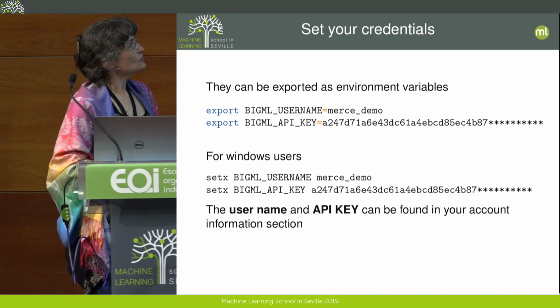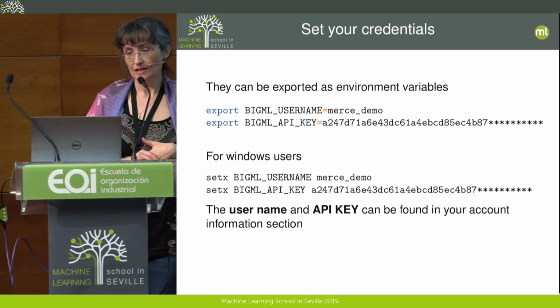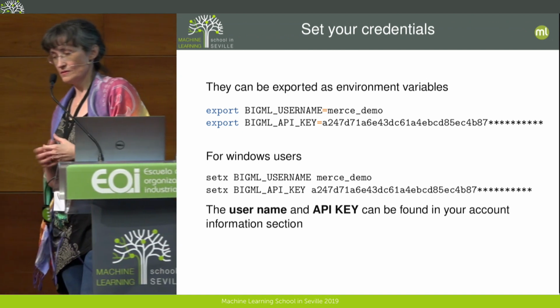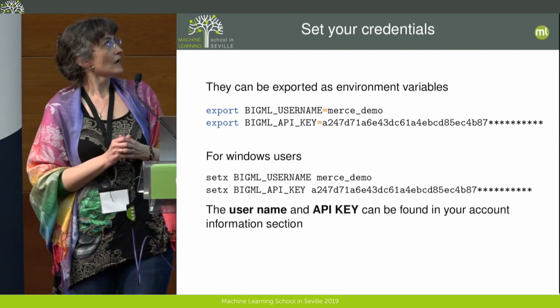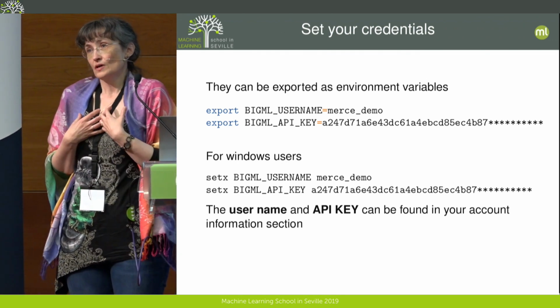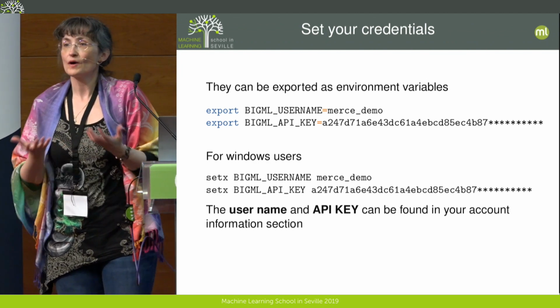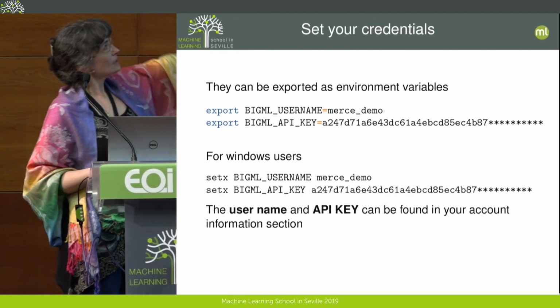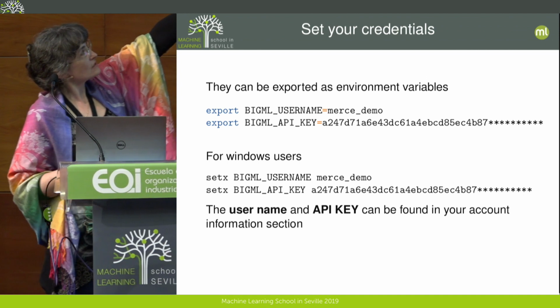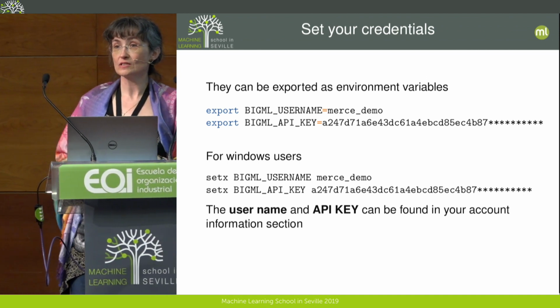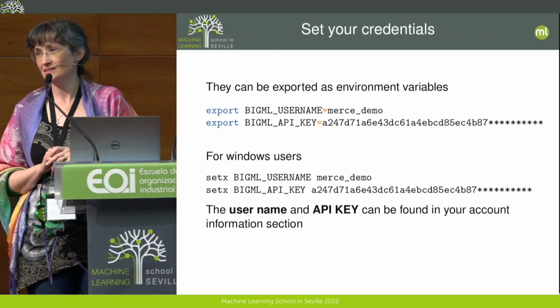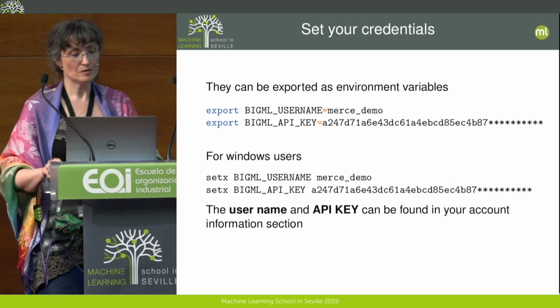So the first thing that you need to do after installing is checking that you really can access the API, right? And to do that, you need to identify yourself. You need to provide environment variables. In my case, my user is Mercè_demo, and there's an API key. So the next question is, where is the API key? Where do I have my API key?